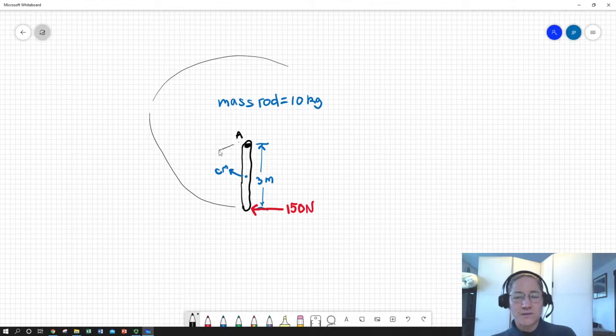So when the rod's over here, we've still got the force at right angles. Given that we've always got a perpendicular orientation of the force with respect to the radius from our pivot point to the end of the rod, we can think of this 150 Newtons as a fixed moment. We're always exerting 150 Newtons times 3 meters, so basically we're always exerting 450 Newton meters of moment.